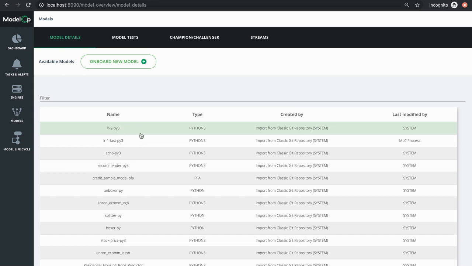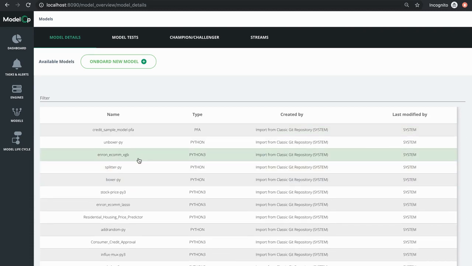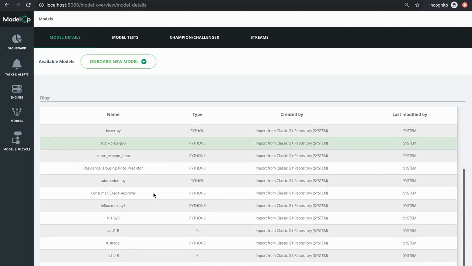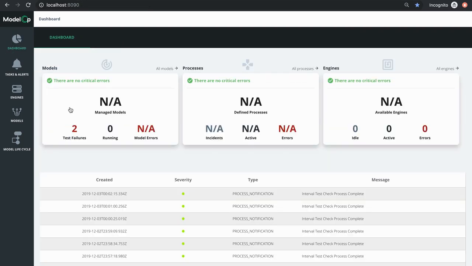Whether that's a linear regression Python model, a recommender model written in Scikit, a PFA model for doing credit scoring, or an XGBoost model for doing compliance. Our catalog allows that single view into all the various models across the organization and all of the elements, the metadata, the tests, and the metrics that are associated with that model in a single view.